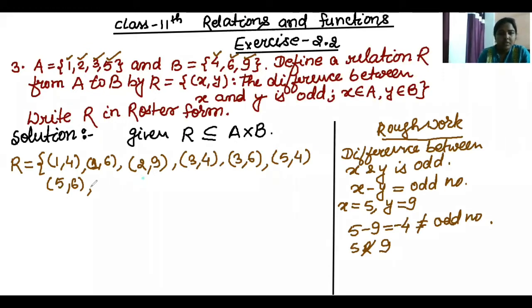So here, these are the elements of R. This R, we have to write in roster form. We have written (1, 4), (1, 6), (2, 9), (3, 4), (3, 6), (5, 4) and (5, 6). This is your answer.